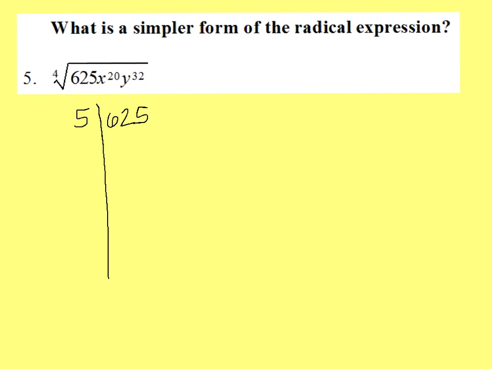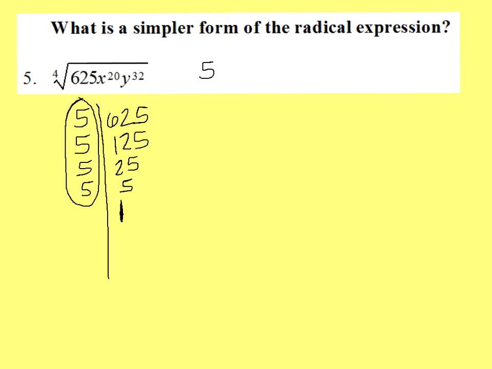So 5 goes in 125 times, and then 5 goes into 125 25 times, 5 goes into 25 5 times, and 5 goes into 5 once. Perfect. So in order, again, to leave this radical, we need a group of 4. And we have a group of 4 5s. So a 5 comes out, and there's nothing left to go inside. So we won't have a number that goes back inside.